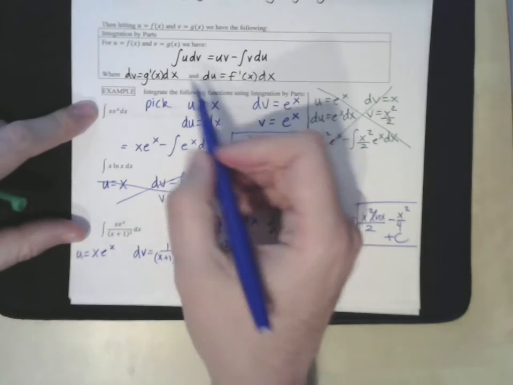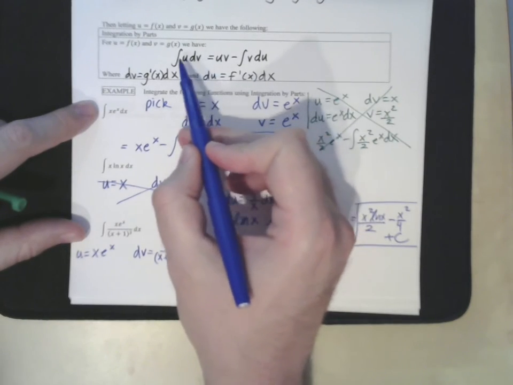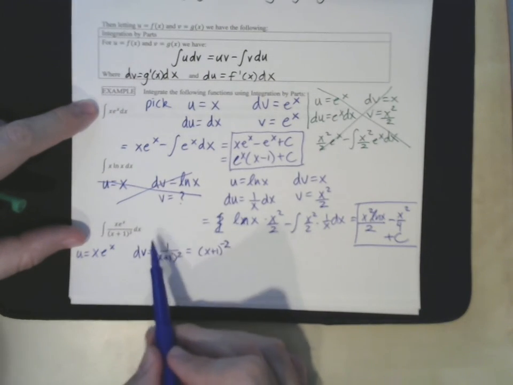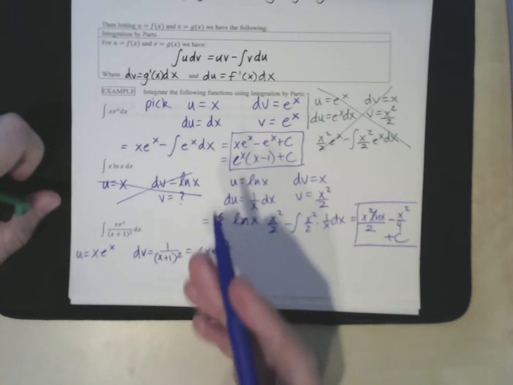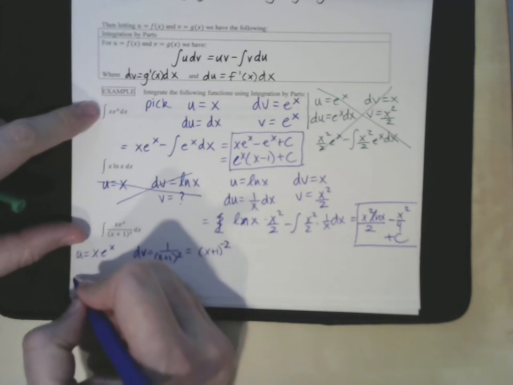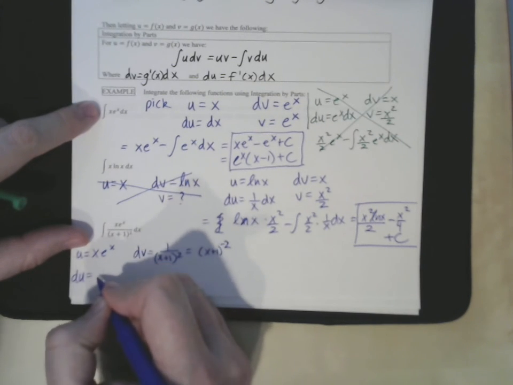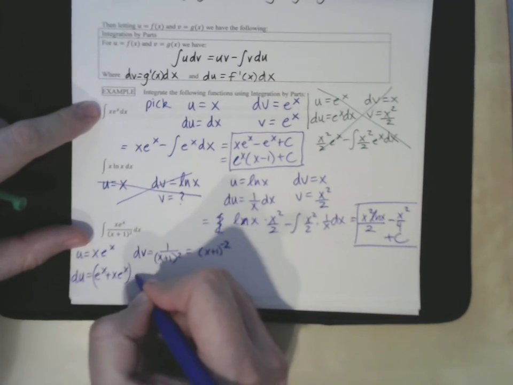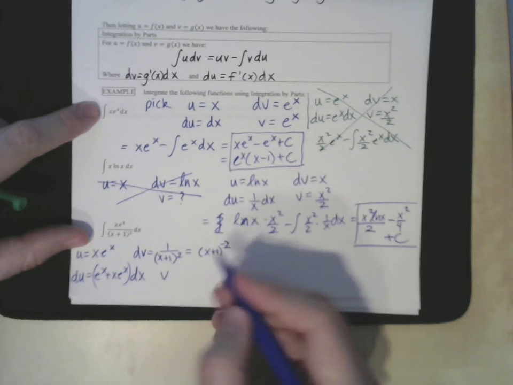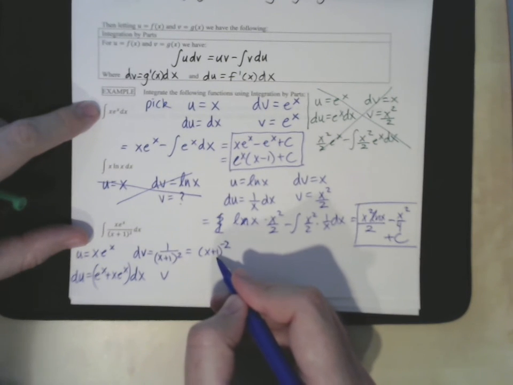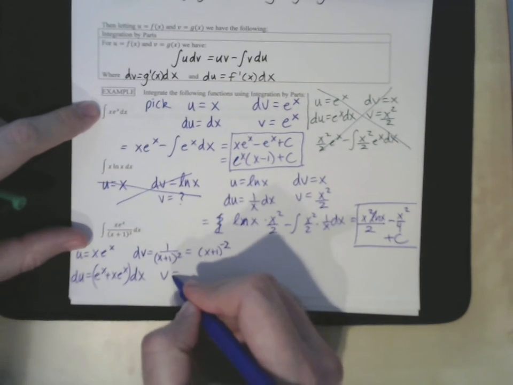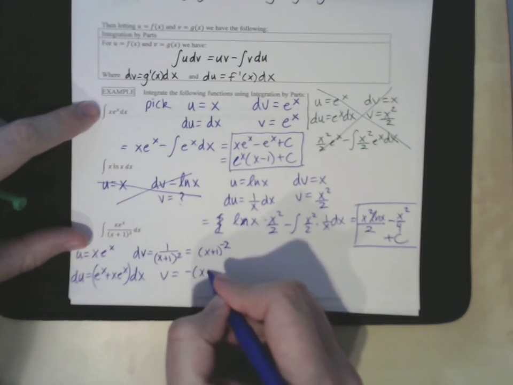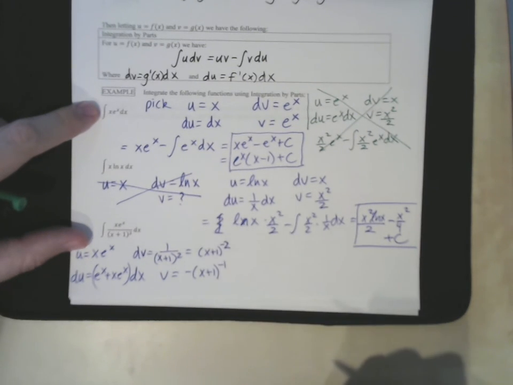So remember, the format is u dv. It has to be a multiplication. So once you pick your u, whatever's left over is your dv, not necessarily a fraction. So du using the product rule is e to the x plus x e to the x, all times dx. And v using a u substitution would just be negative x plus 1 to the negative 1.